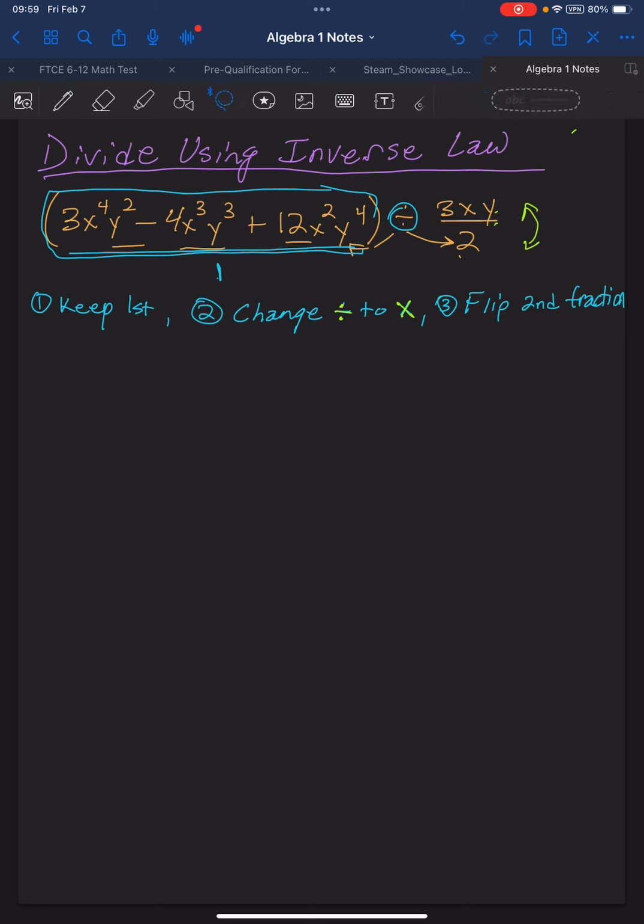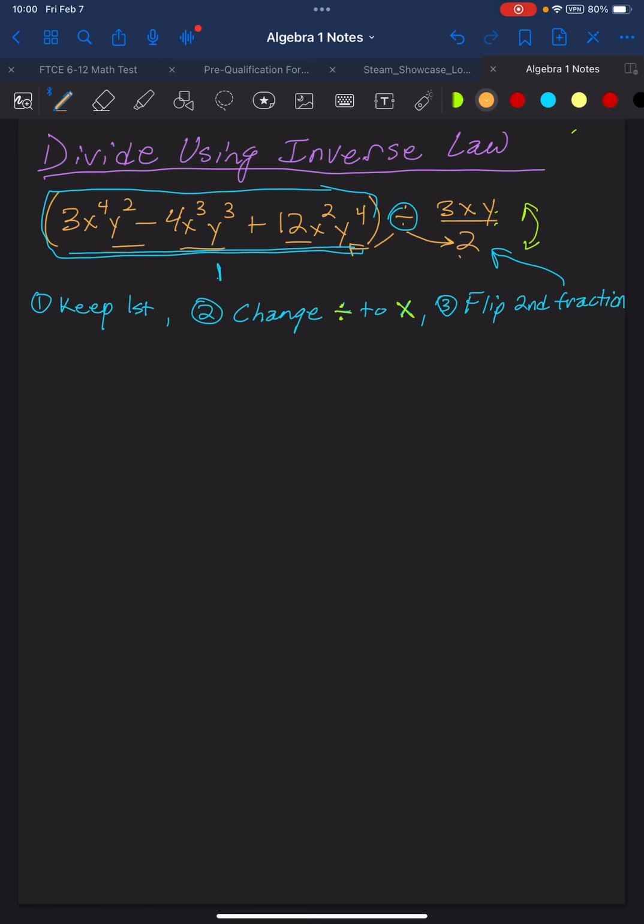And let's smooth that over so you can see a little better. Flip second fraction. Let's rewrite that. Have more room. Flip second fraction. Okay, our second fraction is this. Okay, now let's write it in a way that you guys are probably more used to seeing it.